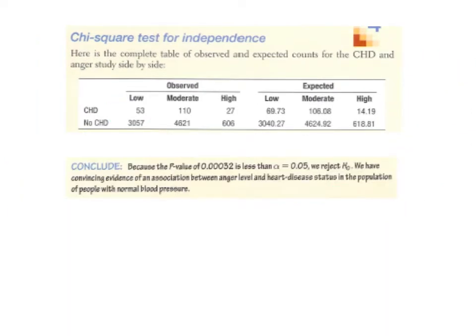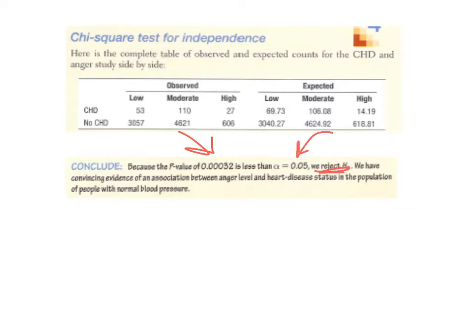And our last step here would be our conclusion. Our conclusion starts the same as it always has. Because the p-value of 0.00032 is less than our alpha 0.05, we reject the null hypothesis.